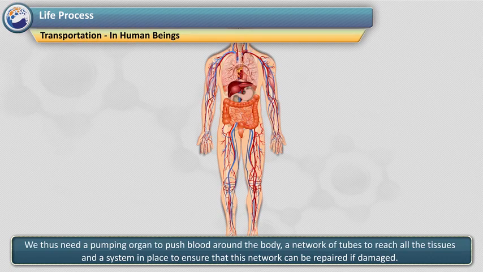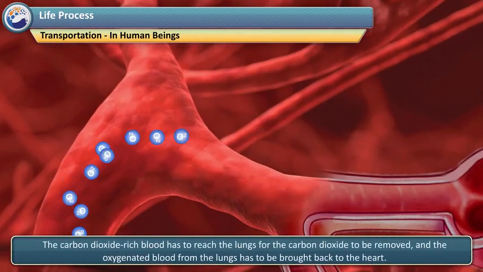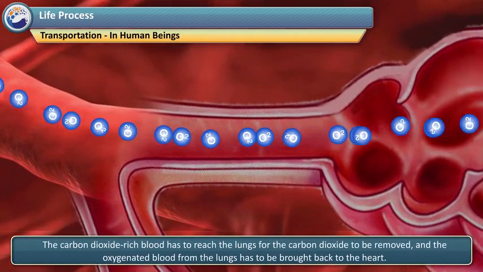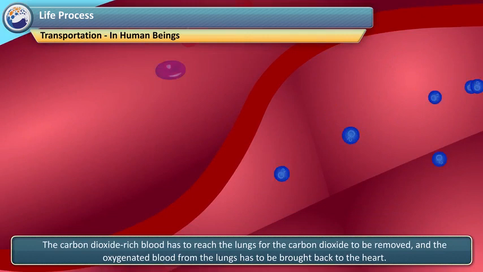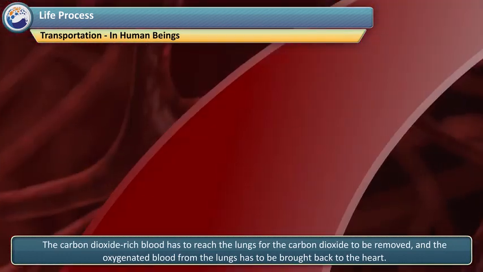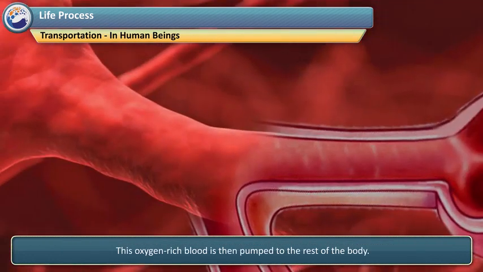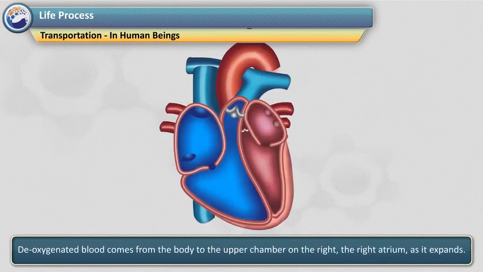We thus need a pumping organ to push blood around the body, a network of tubes to reach all the tissues, and a system in place to ensure that this network can be repaired if damaged. The carbon dioxide-rich blood has to reach the lungs for the carbon dioxide to be removed, and the oxygenated blood from the lungs has to be brought back to the heart. This oxygen-rich blood is then pumped to the rest of the body. We can follow this process step by step.